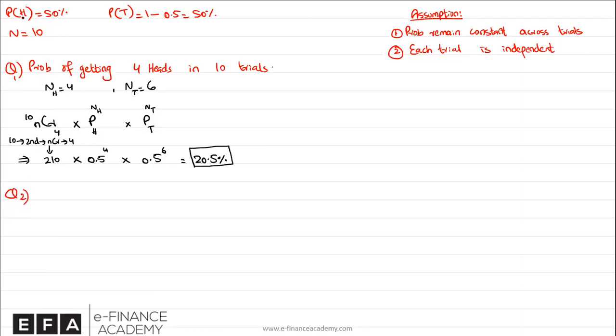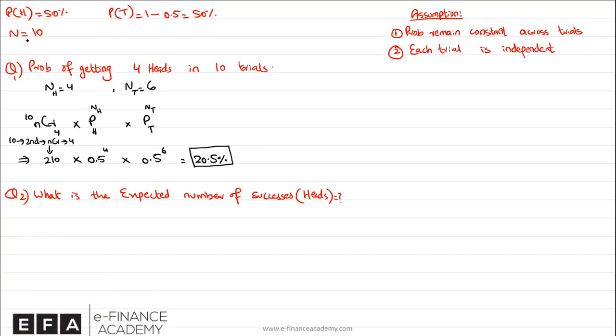Let's go back to our scenario. The probability of head, or the probability of success in each trial, is 50% and the tail is 50%. The number of trials we have is 10, okay? What is the expected number of successes? What I mean by successes is heads. So how many heads are you expecting?